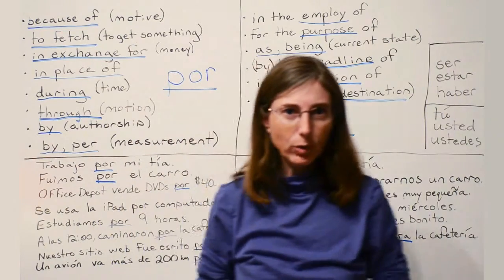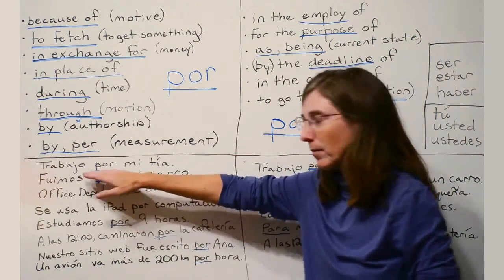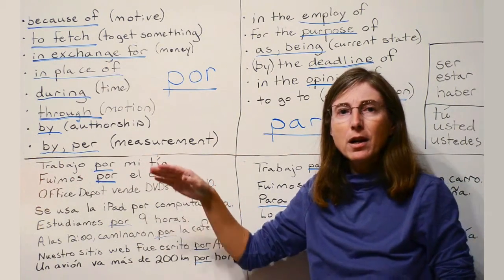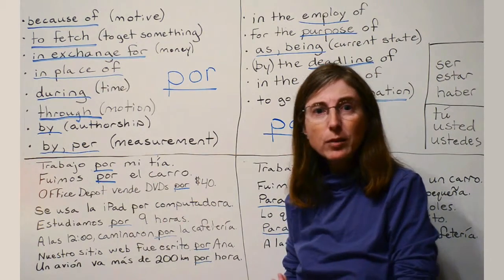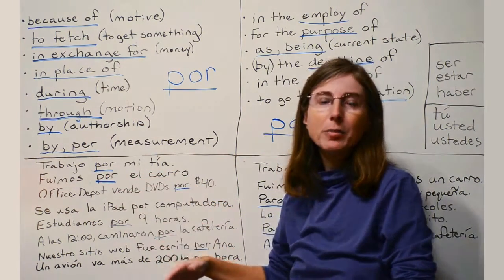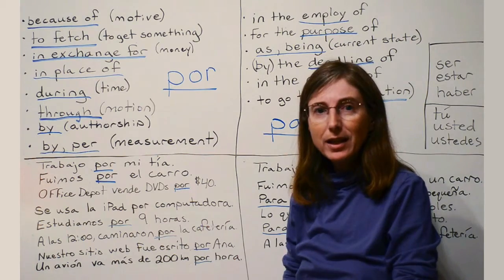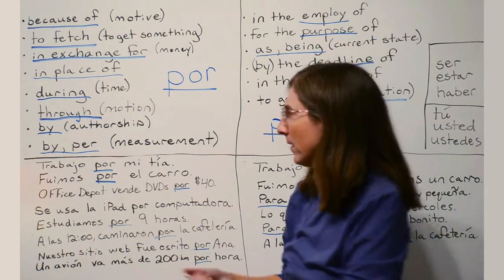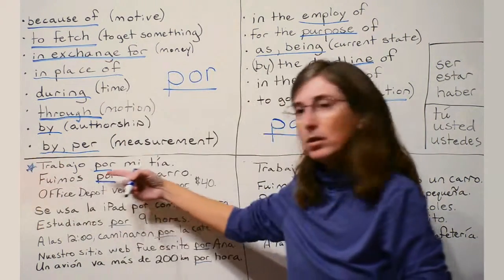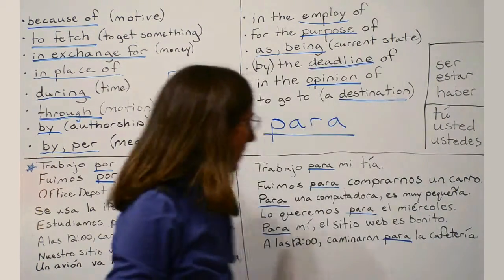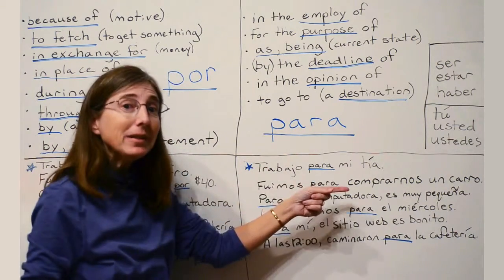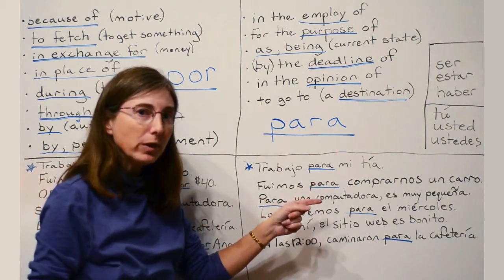Now, there are a couple of things I want to point out on these examples. In this first example, trabajo por mi tía can mean I'm working because my aunt is destitute and I want to support her. Or it can mean I'm working in place of my aunt because we have a family business and she's sick today and can't work, so I'm working in her place. Trabajo por mi tía. Now, trabajo para mi tía means I'm working for my aunt and she is my employer.